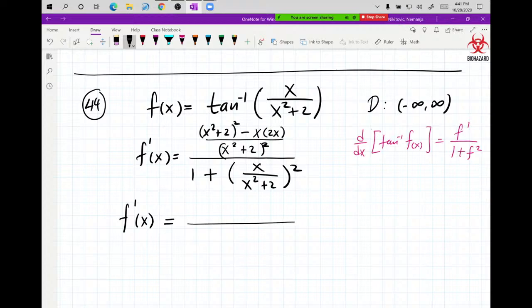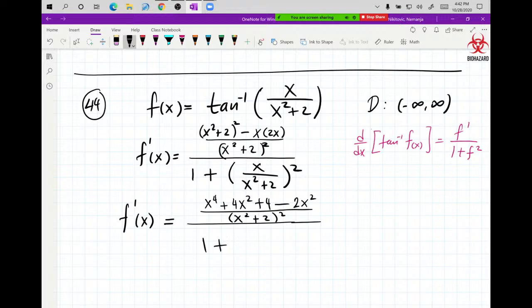This derivative is really a mess. I am going to expand the top, and it's a double fraction everywhere, x to the 4th plus 4x squared plus 4 minus 2x squared. Now we have the bottom here, stay x squared plus 2 squared.